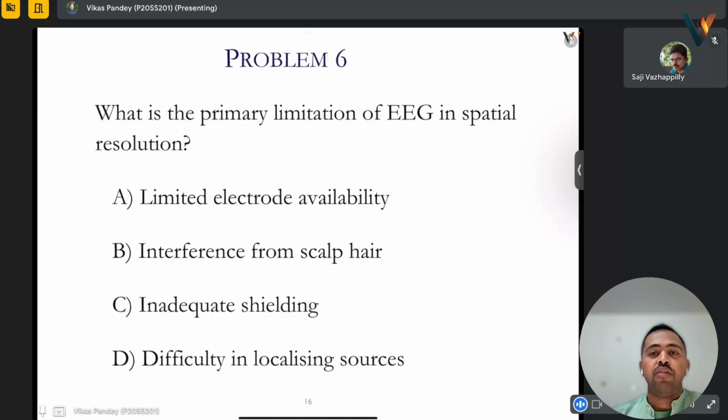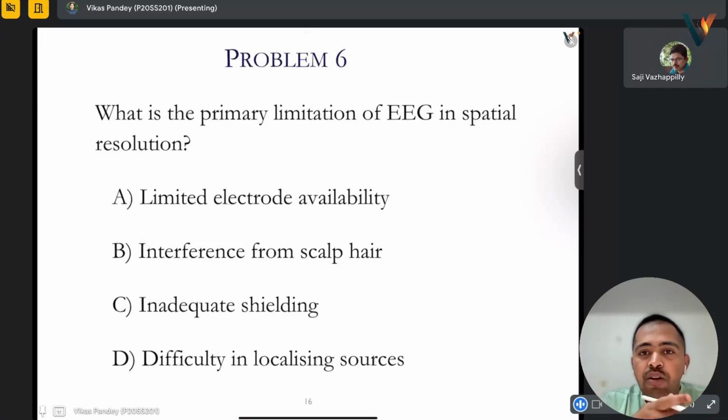So, what is the primary limitation of EEG in spatial resolution? Limited electrode availability, interference with scalp hair, inadequate shielding, or difficulty in localizing sources. Maybe inadequate shielding or limited electrode availability. We can have a lot of electrodes, however many we need. But the problem with EEG was that we cannot reach a specific area because we can put electrodes only on the outside of the scalp, right?